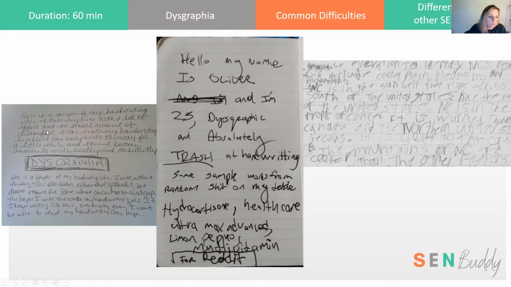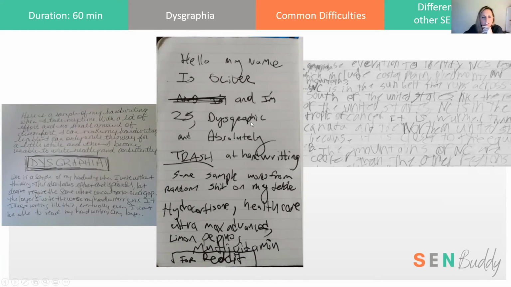Here's a sample of my handwriting when I take my time with a lot of effort and no small amount of discomfort. I can make my handwriting legible and can only write this way for a little while, and then I become unable to write neatly and consistently. So that's quite interesting. Now, I would have said that's not massively severe dysgraphia, but I liked the context and the explanation.